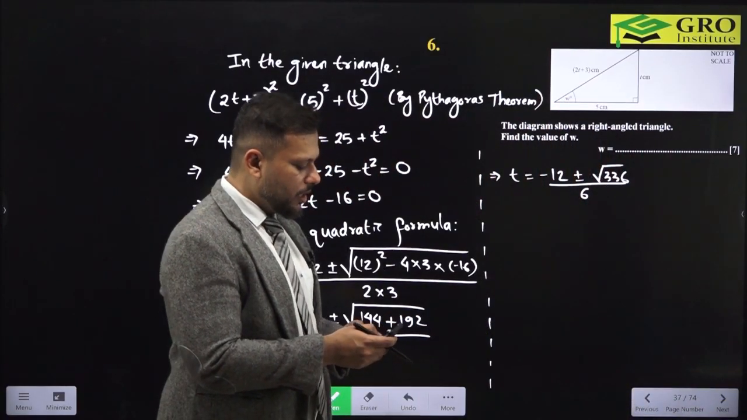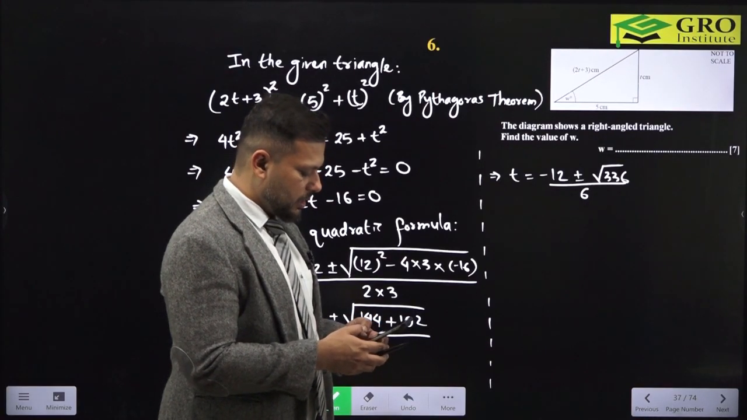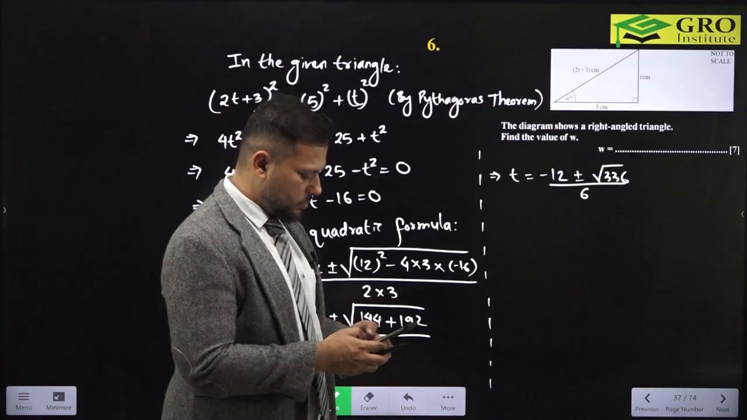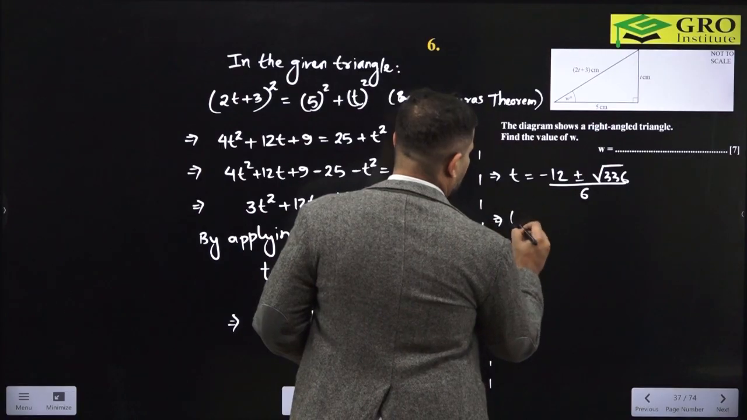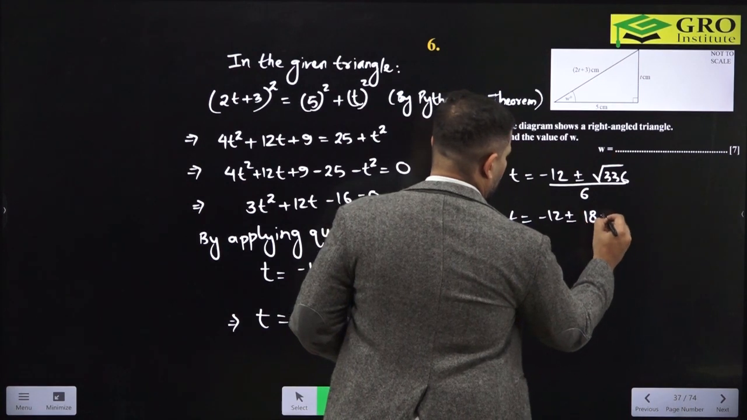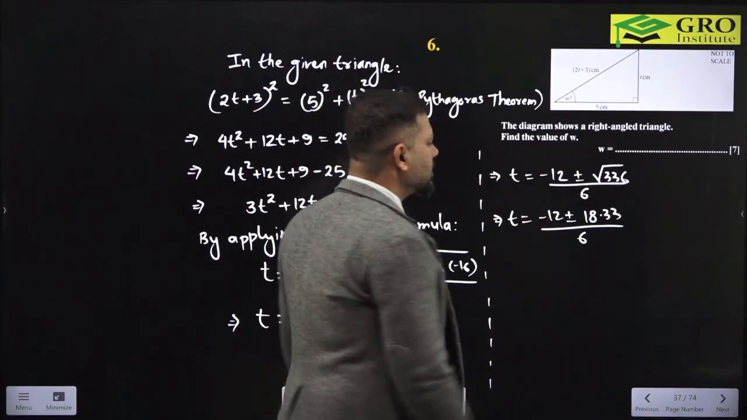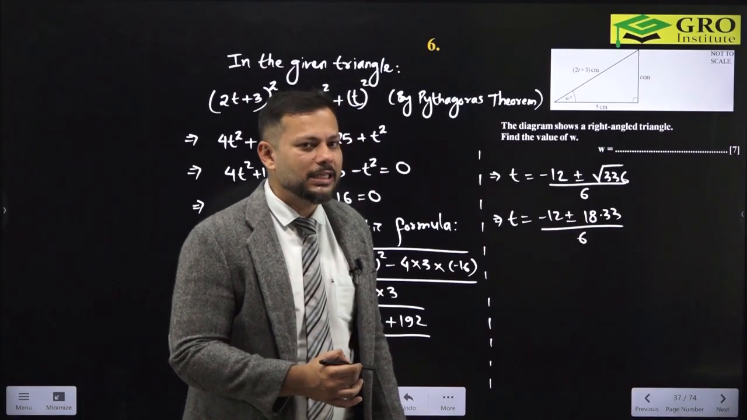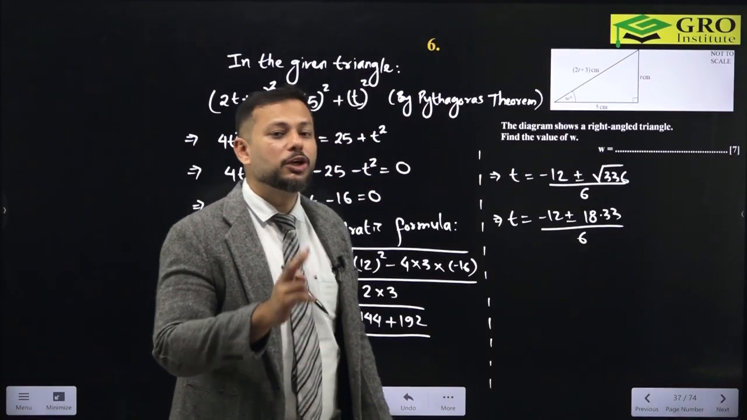So when we take the square root of 336, it is simply 18.33, and this will be further divided by 6. So guys, we have a plus minus sign. That means first we will take minus 12 plus 18.33 upon 6, and in the next case we will take minus 12 minus 18.33 upon 6, and we'll get two values of t.